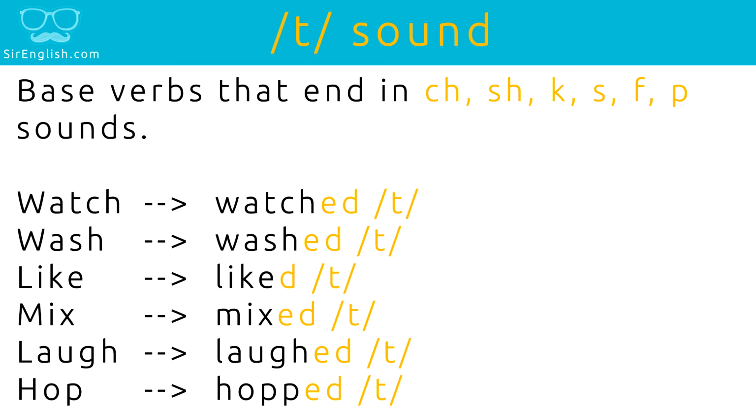Laugh becomes laughed. The gh spelling represents the f sound in English. Laughed. And finally, hop, the p sound, becomes hopped when you add an ed ending. So that's the t sound for when you have these types of verbs. When you add the ed ending, just add t. Remember, there's no extra syllable added on the end of these verbs.